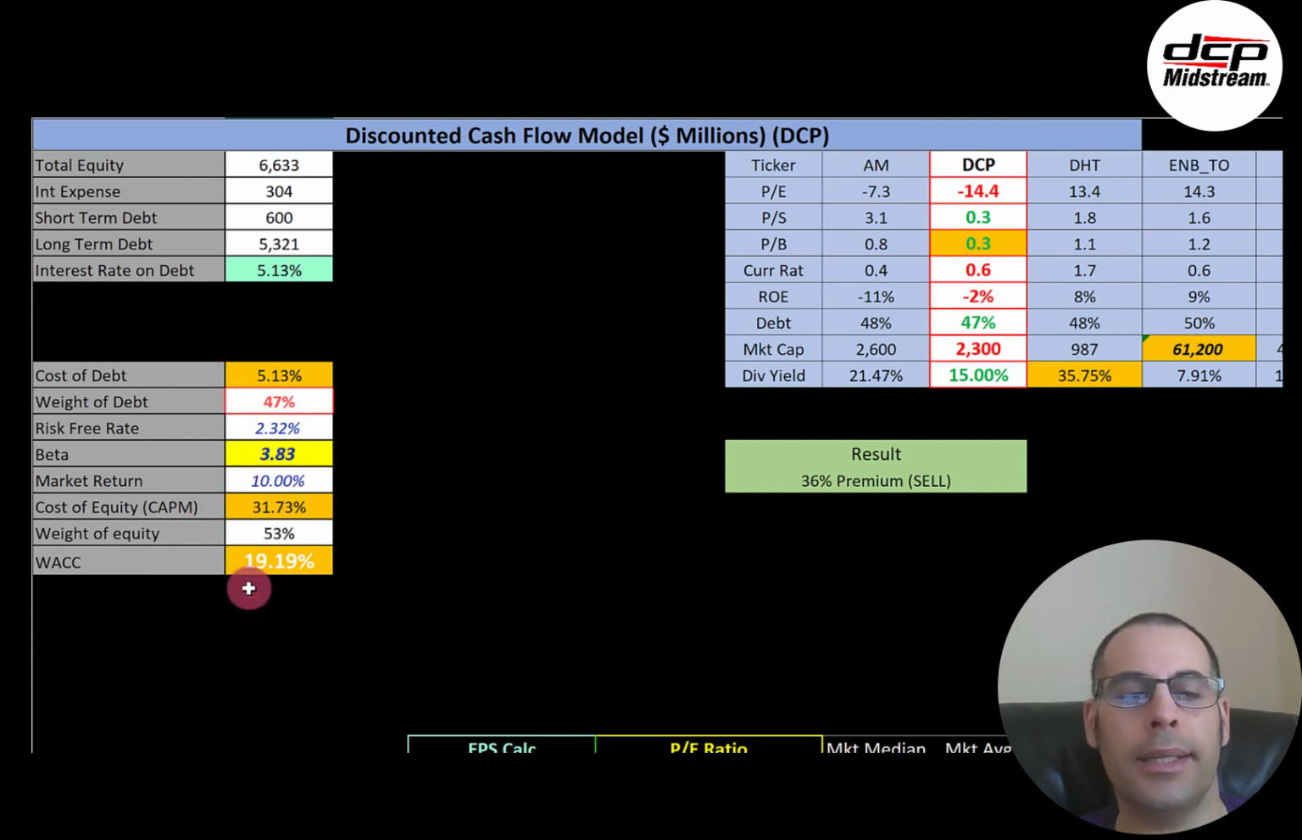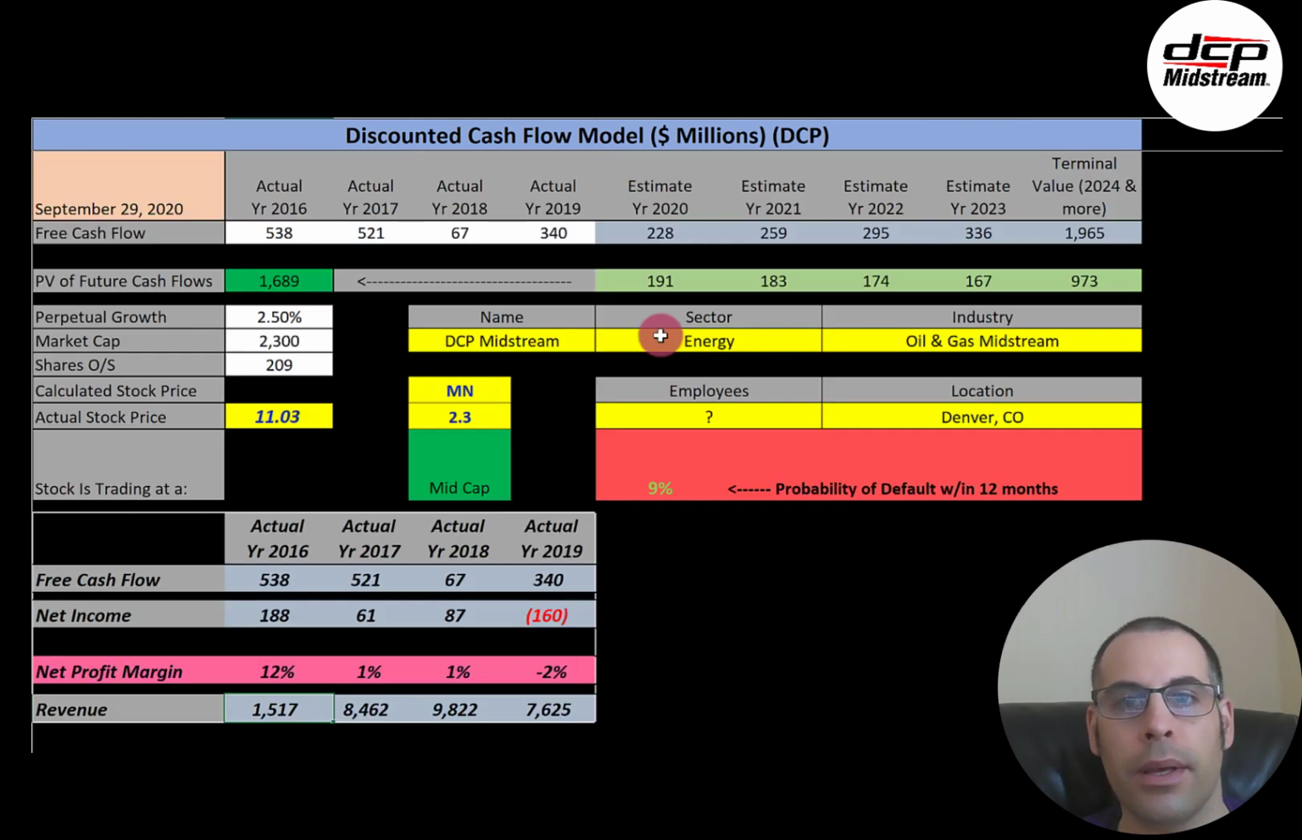So the WACC is the discount rate companies use to figure out if they want to take on a project or not. If they wanted to take on a new project or a new venture, they would estimate the future free cash flows that project will generate and then discount it back to today using the weighted average cost of capital, and then decide if that particular project was going to add value to the company. The WACC is the discount rate we're going to apply to the future free cash flows for this discounted cash flow model. We estimated 4 years of free cash flows.